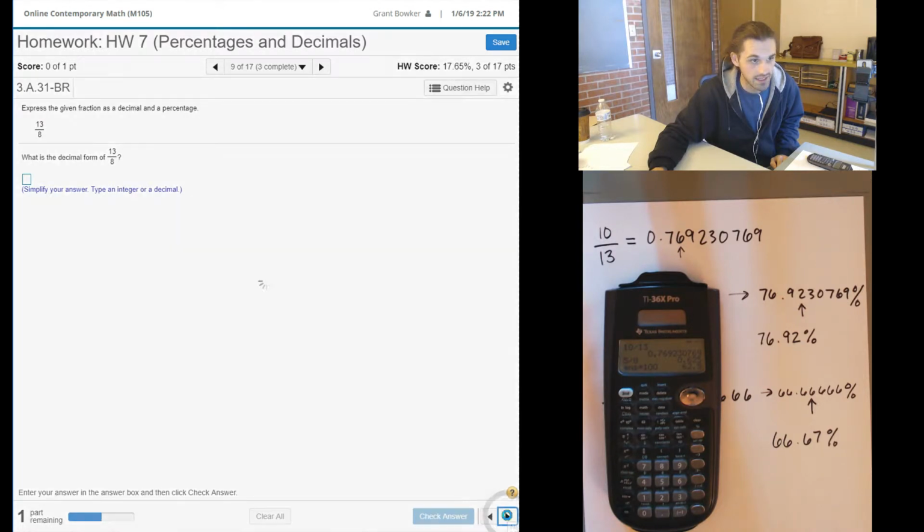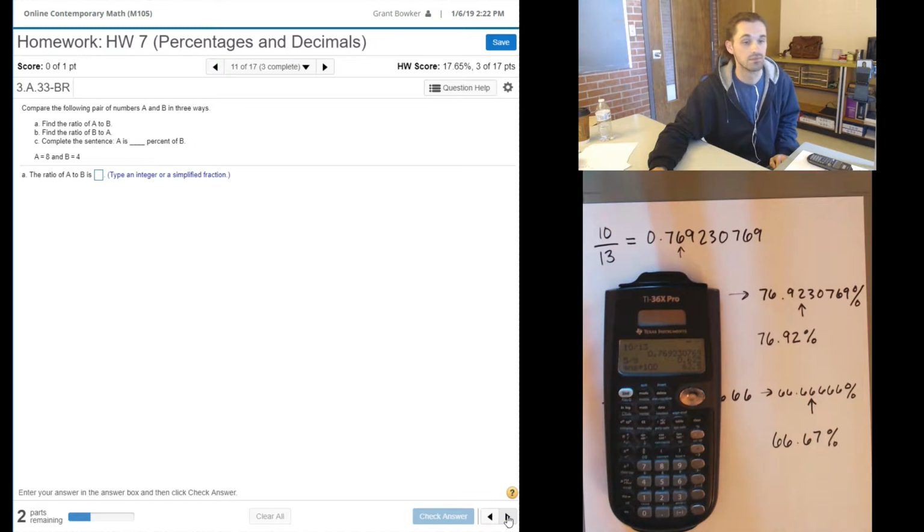Same old song and dance here. All right, here's something a little different. Compare the following pair of numbers, A and B, in 3 ways.